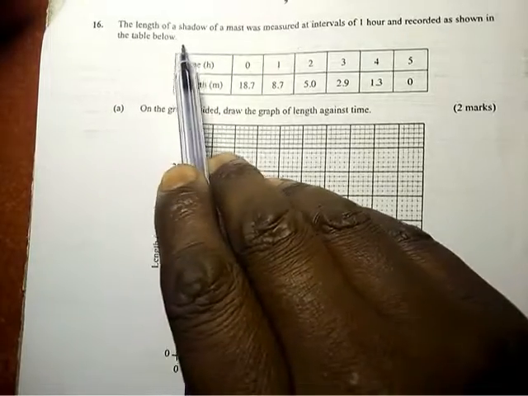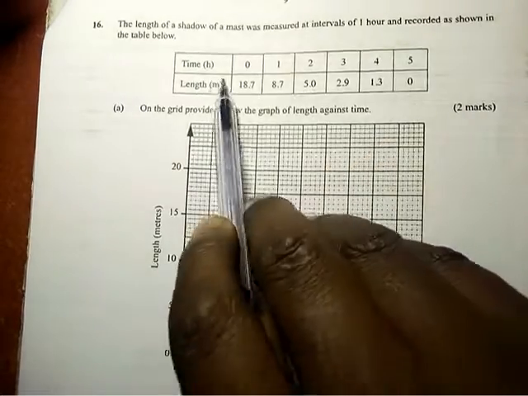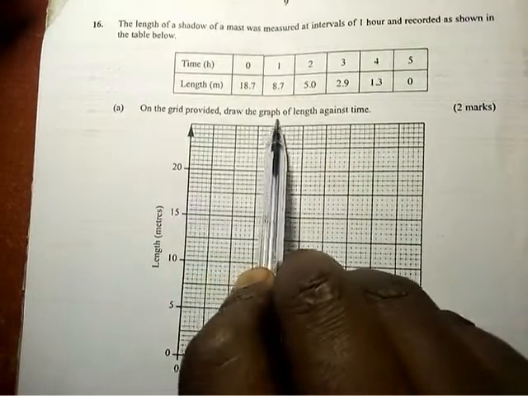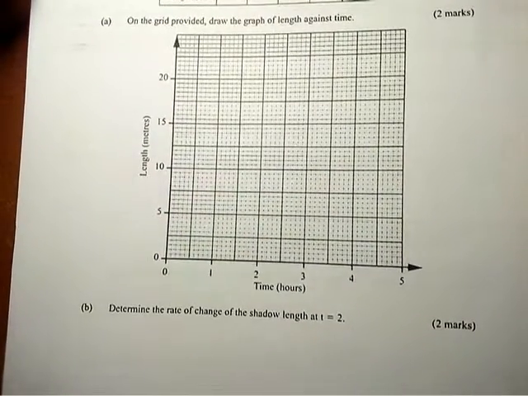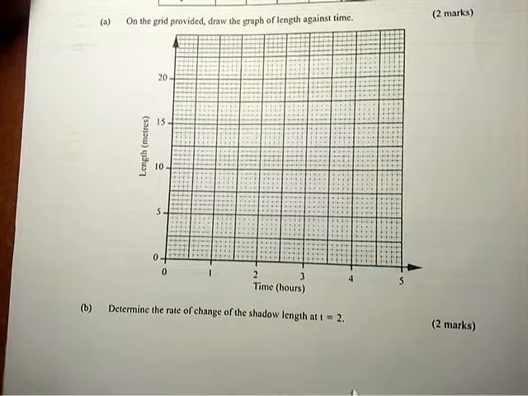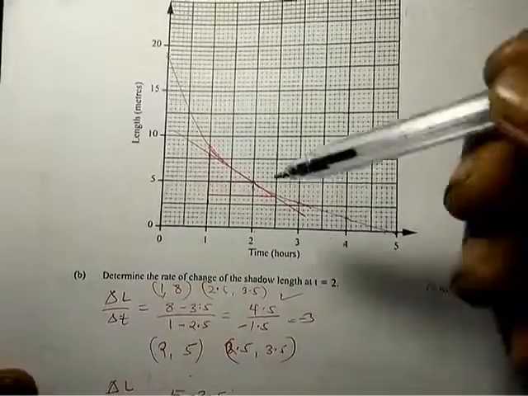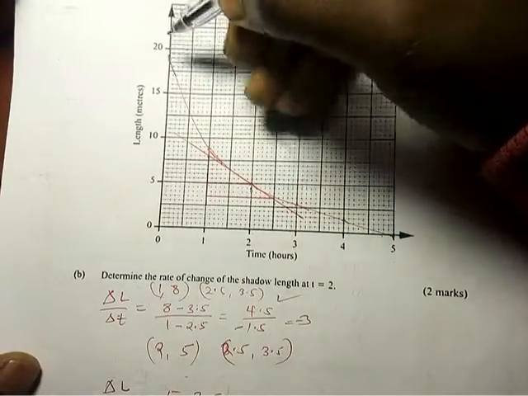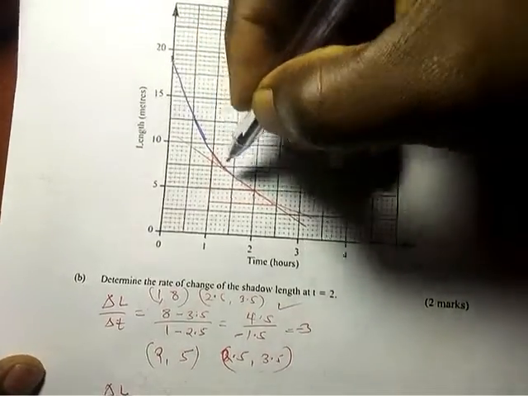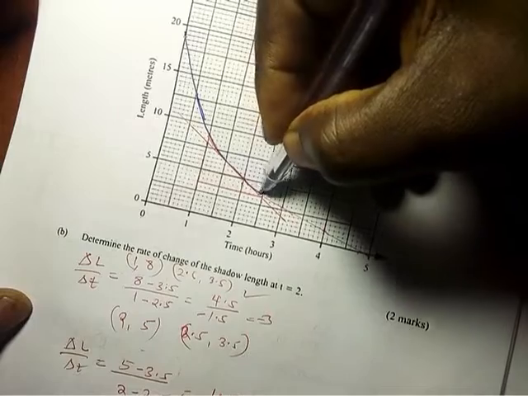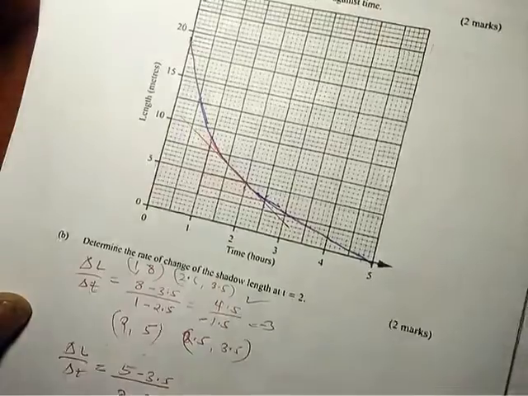The length of a shadow of a mast was measured at intervals of 1 hour. This is the table. On the grid, draw a graph of length against time. This one has been filled in, so there is no big deal. So your work is to draw the graph. You just draw the graph and you will have a curve of this nature. So you will have a curve coming like this, coming like this, up to that point.